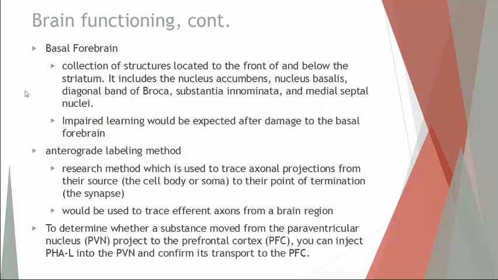Okay, next we'll talk about a structure of the brain called the basal forebrain. Now this area includes such structures as the nucleus accumbens, nucleus basalis, the diagonal band of Broca, substantia innominata, and the medial septal nuclei, in addition to several others that aren't listed here. Now the basal forebrain is located just in front of and just below the striatum that we mentioned before. This region of the brain is very important for a few reasons.